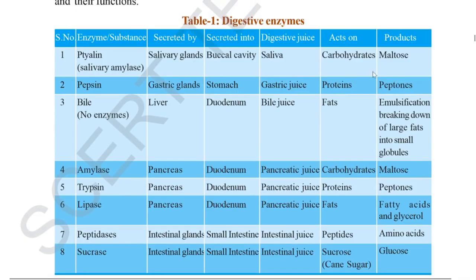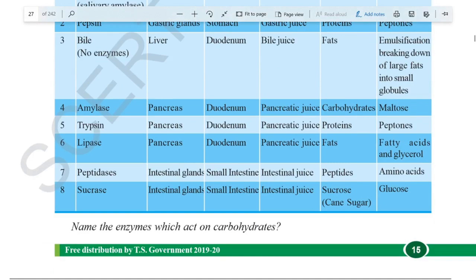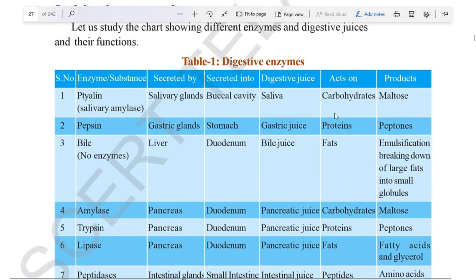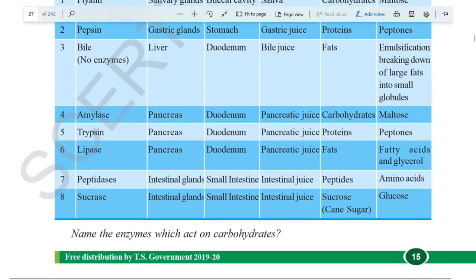So first carbohydrates, proteins, fats, and peptidases, sucrases acting on cane sugar. And what are the products? Maltose from carbohydrates. Peptones, as proteins are broken down into smaller molecules. Emulsification by bile: we have studied that large fat molecules are broken into small globule-like structures. Then maltose, peptones, fatty acids and glycerol, because of lipase. And amino acids and glucose.